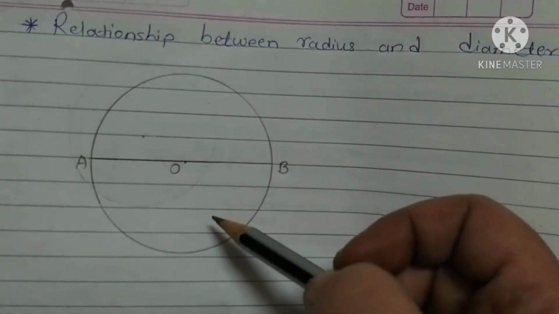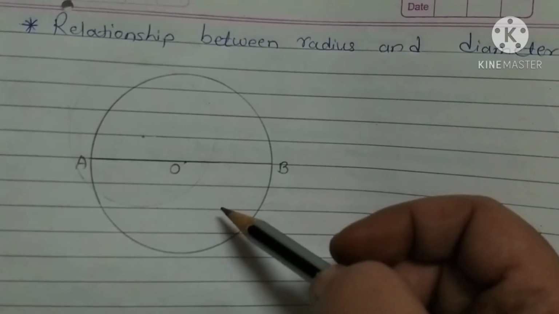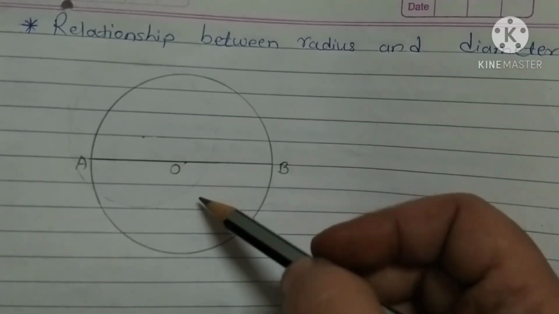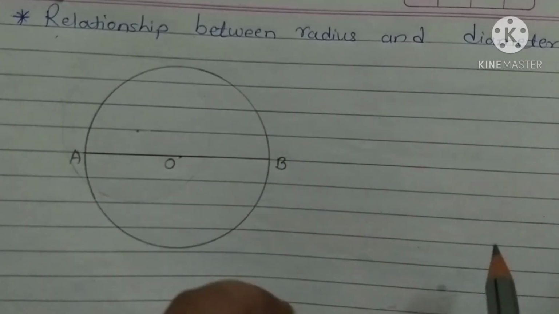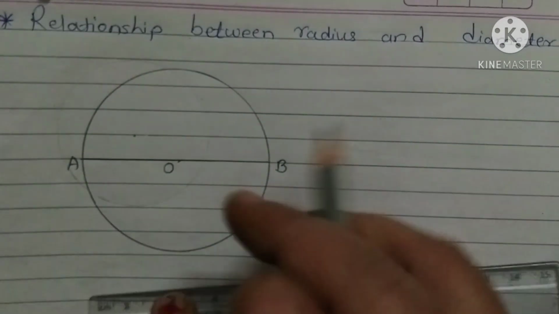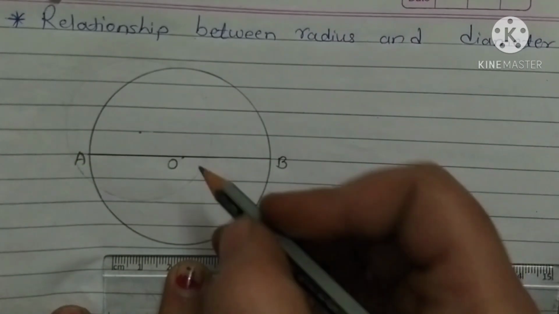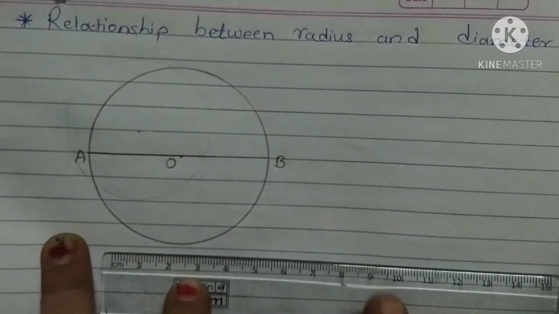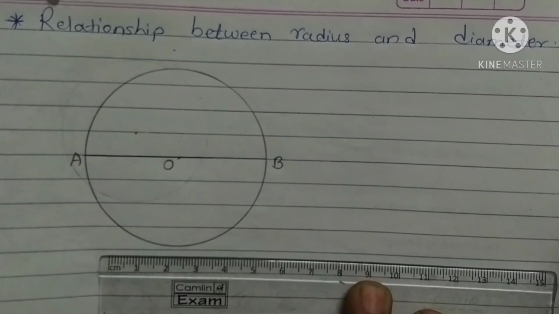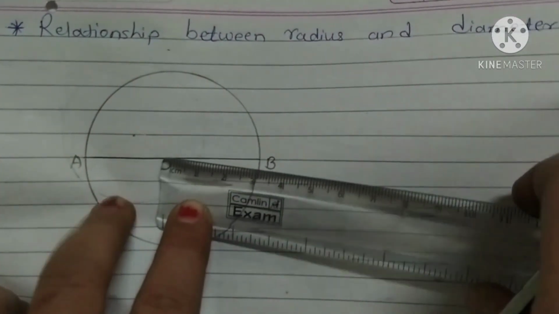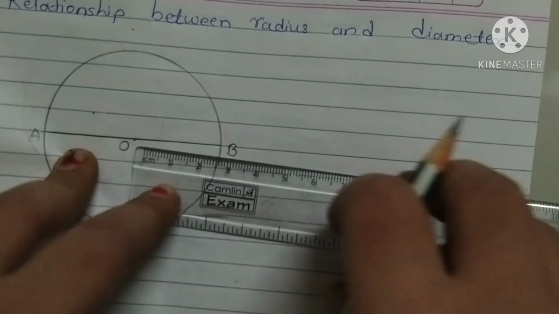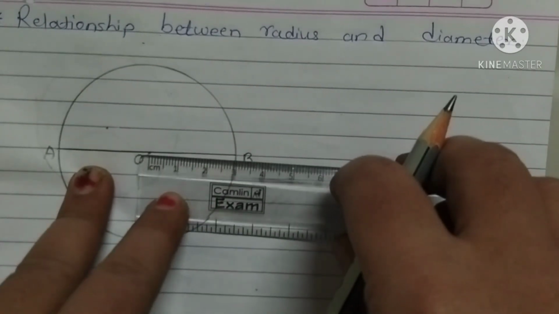Now radius means what? In last period we have studied. Yes, the line joining any point on the circle to the center. So point O is the center of the circle and B is one point. Now OB. So what is OB? OB is a radius of a circle.